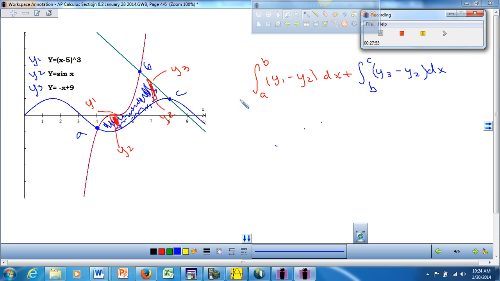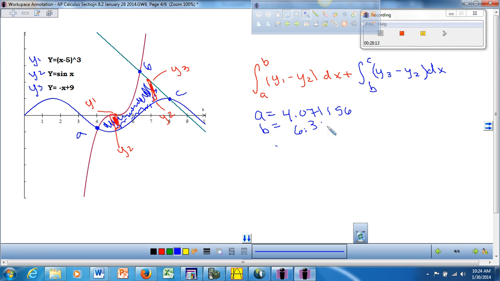Okay, so what is our A value, please? 4.071. 5, 6, that's good enough. And B? 6.37879. I heard that. And C? 8.01 25.